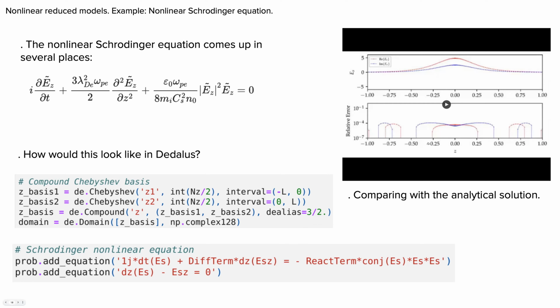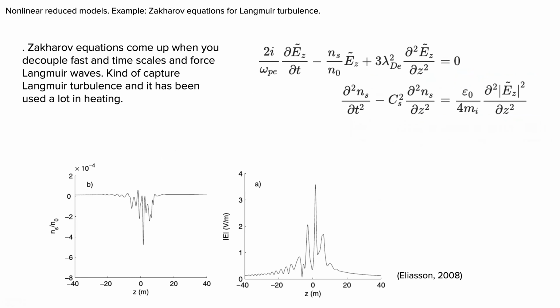A realistic version of this system would be the Zakharov equations. The Zakharov equations come up when you decouple the fast and slow timescales, when you force Langmuir waves to start growing and growing and then decay nonlinearly. This happens a lot in heating experiments, for instance. As you may notice here, if the plasma density is constant, you recover the nonlinear Schrodinger equations.